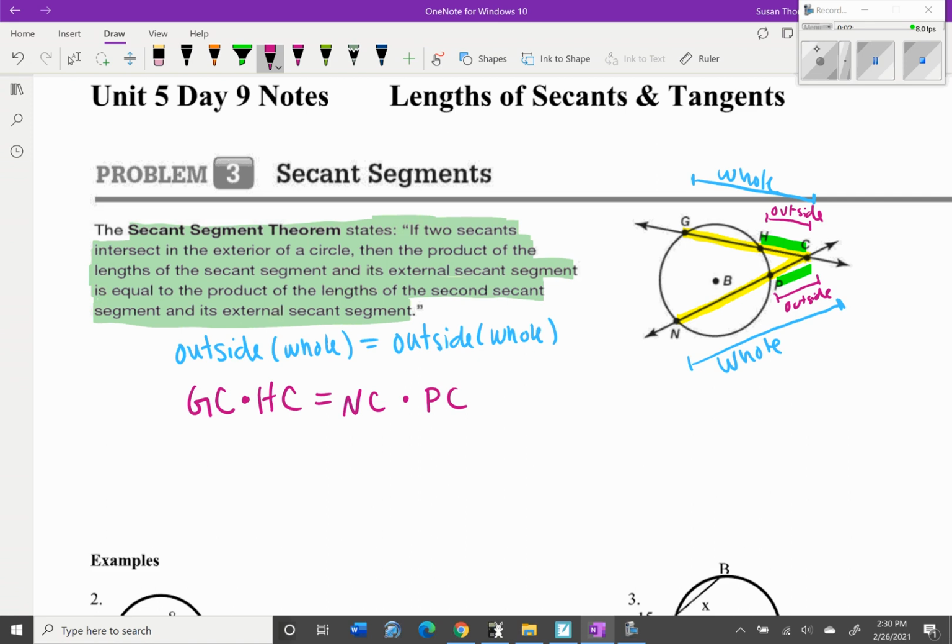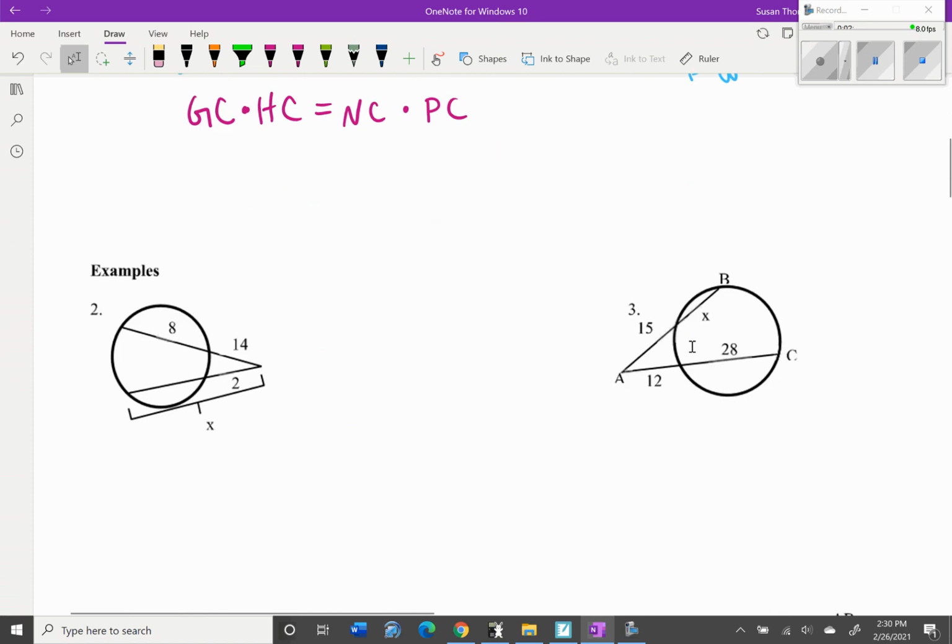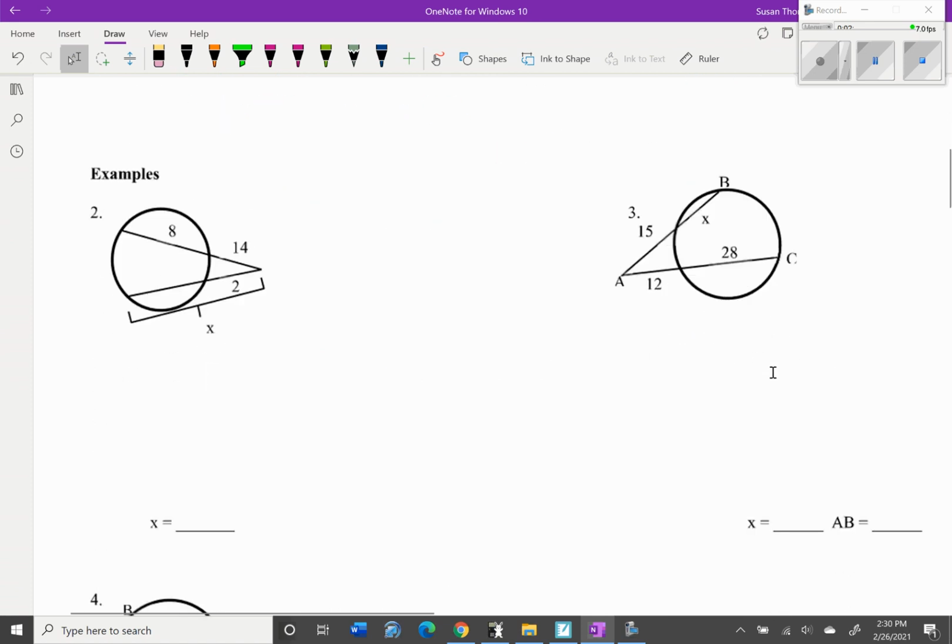So it's hard when you read the definition, but when you actually look at the picture, it makes it a little bit easier. So again, you're always going to hear me say for the secant segments, outside times the whole equals the outside times the whole. So let's go ahead and practice this. We're going to solve for x.